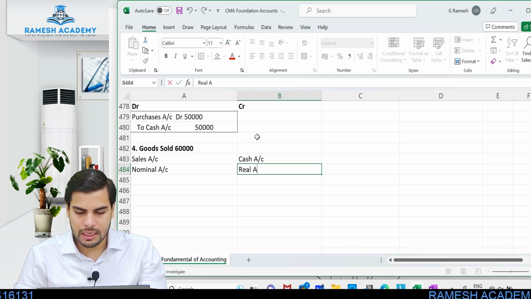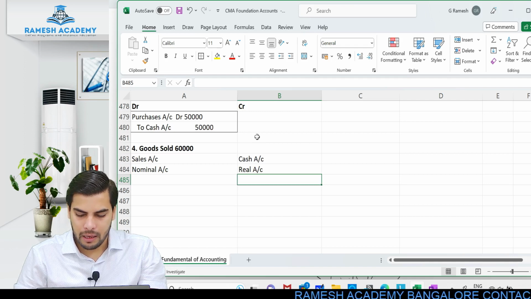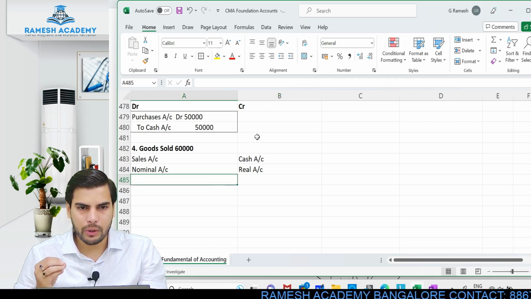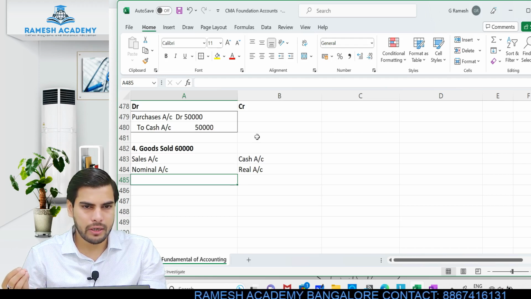It is an asset, therefore this would be classified as a real account. Any doubt so far? Hope things are clear to you guys. Okay. Now let's just apply the respective rule. What is the rule of nominal account? Debit all expenses and losses, credit all income and gain.